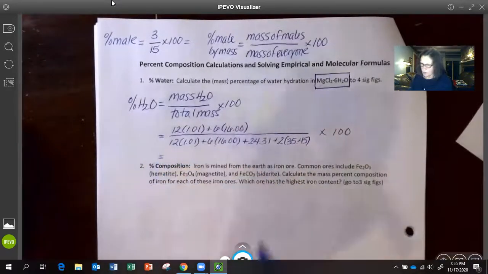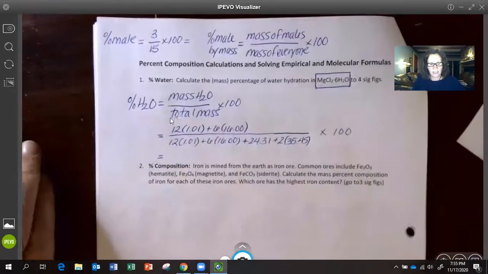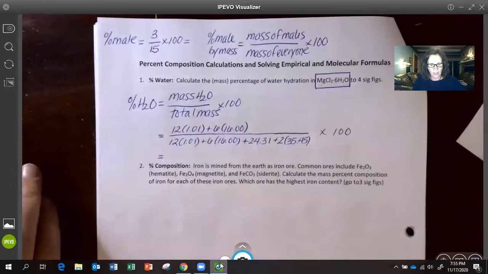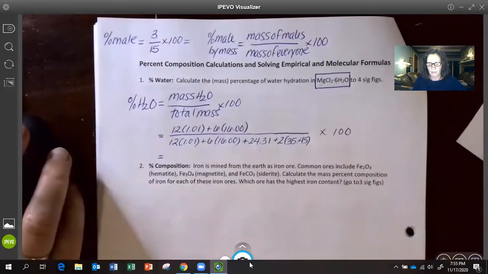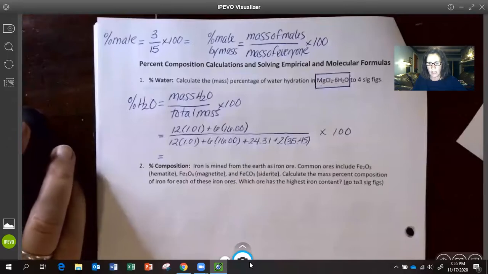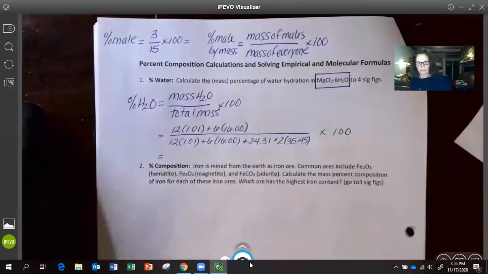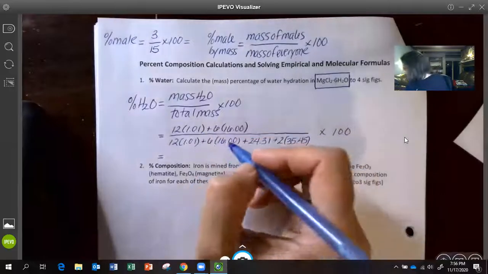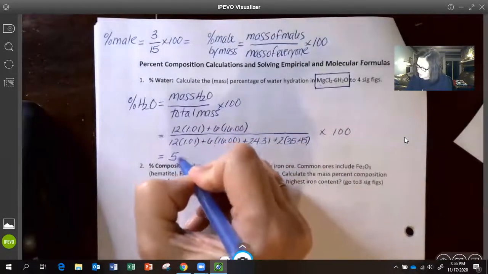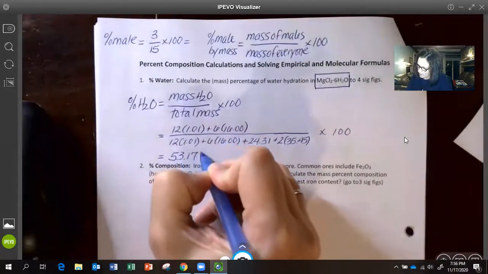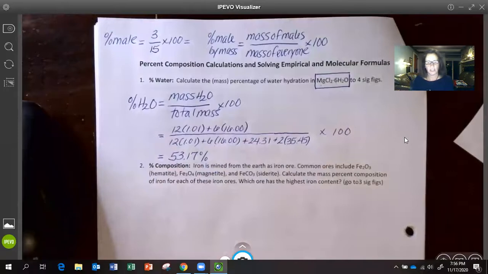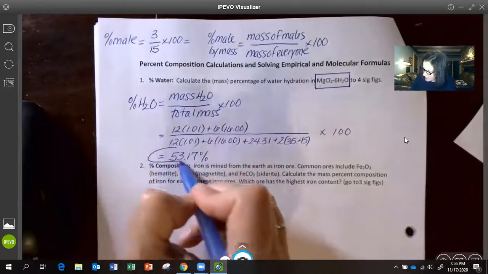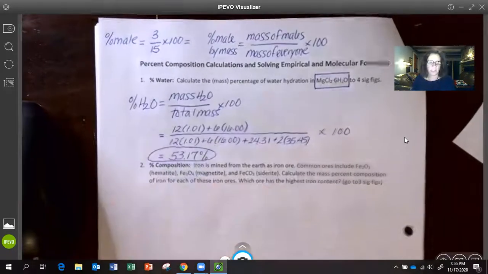All right, so I'll give you a chance to go ahead and calculate that, and we'll see if we come up with the same answer here. I'm just going to ask you to pause and do that calculation. So to report that answer to 4 sig figs, I have 53.17%. So you want to check and make sure that that answer matches your calculation.